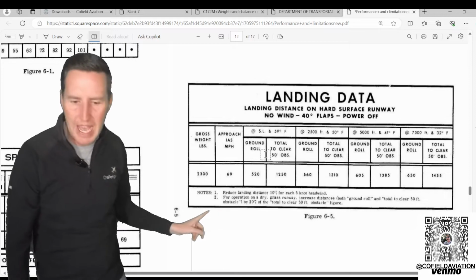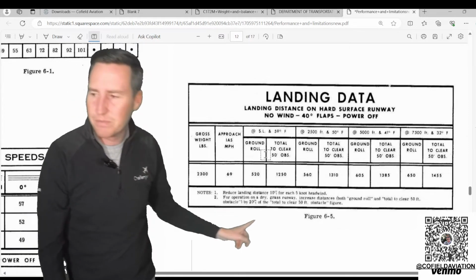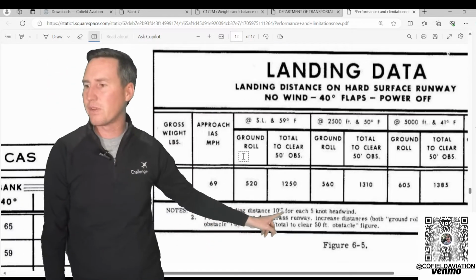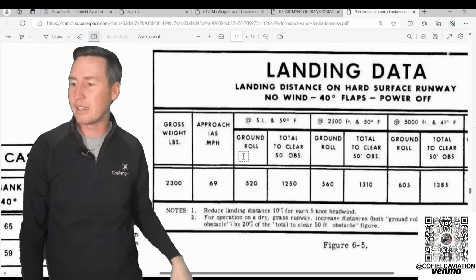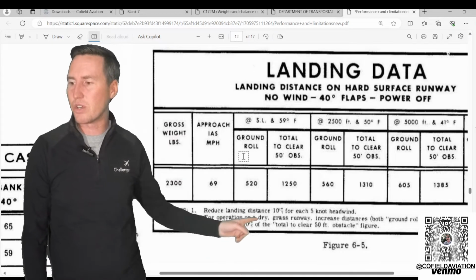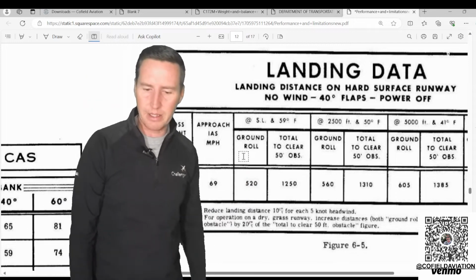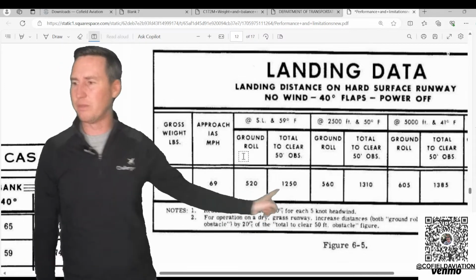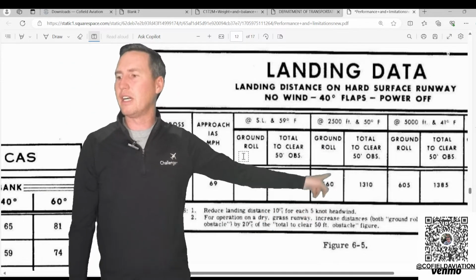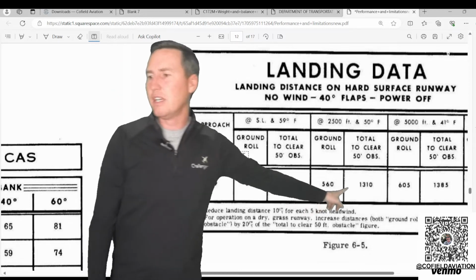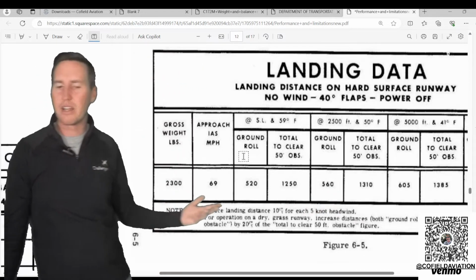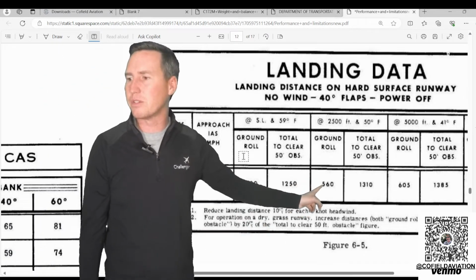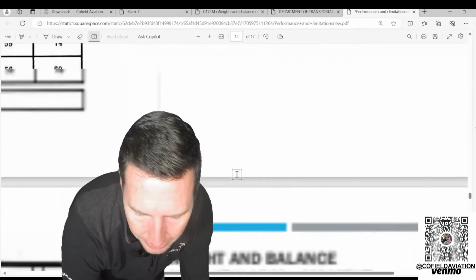And it doesn't even have you add in anything with the notes. I always read the notes. It just says reduce landing distance 10% for each 5-knot headwind. Well, I'm not going to do that because I'm more conservative. Operation on a dry grass runway, you're going to add 20%, it says right there. So I'm going to go right here. Most conservative winds. And so 560, 1310 is my number. It doesn't give us anything other than 2300, even though we're landing at 2000. So these are more conservative numbers. So we're just going to use this 560 and 1310.